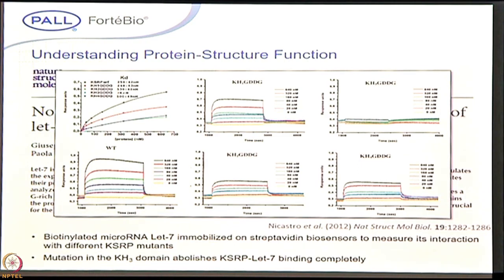Among those, he made a mutation in one of the domains, KH3, and with the mutation it is not binding. With the wild type, he showed that KSRP is binding. Among the 4 domains, if he mutated KH3, it did not show binding. So using this, he concluded that the KH3 domain is one of the important parameters for the binding of the KSRP protein to LET7.